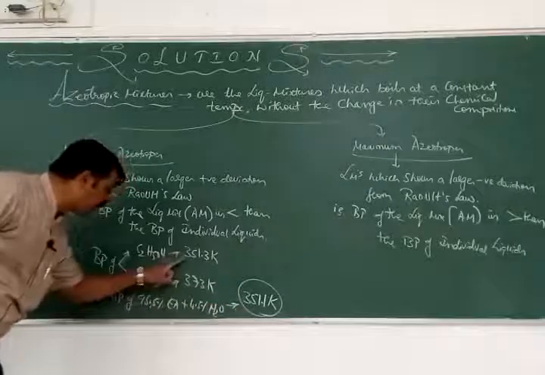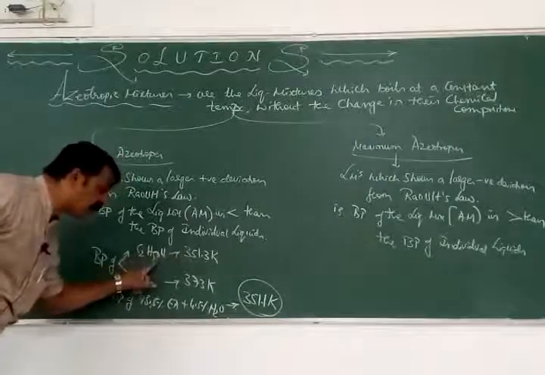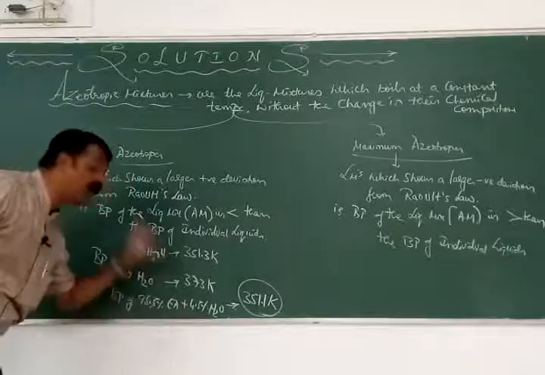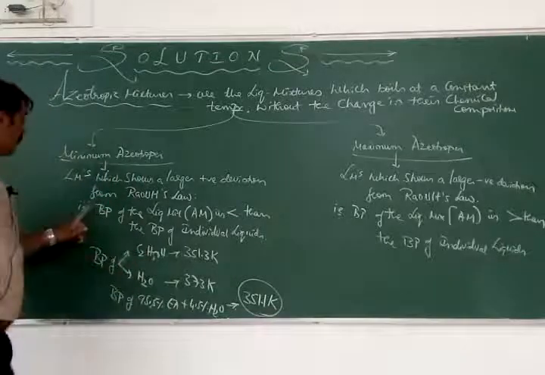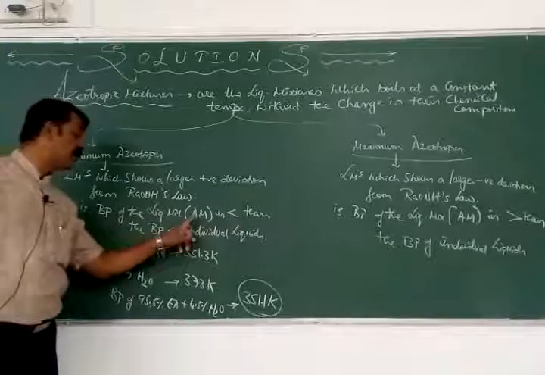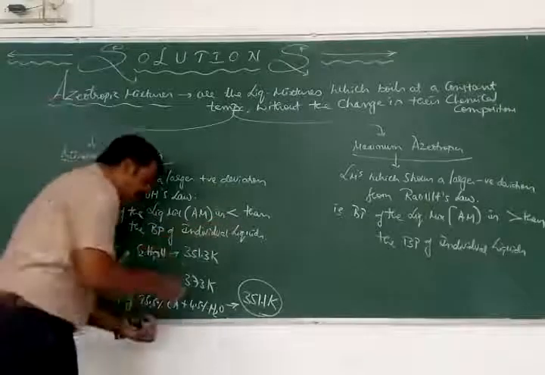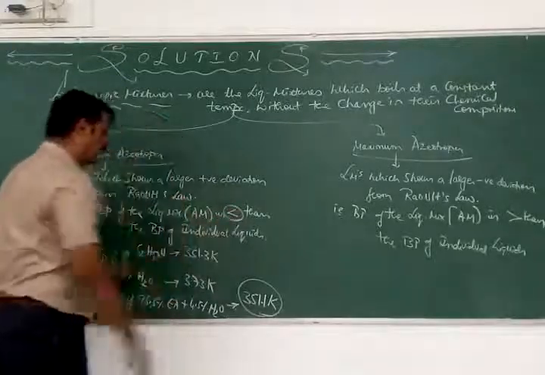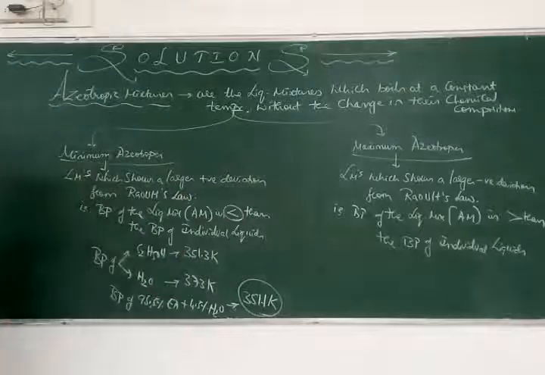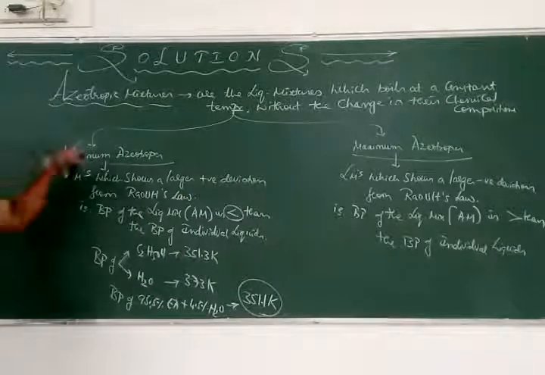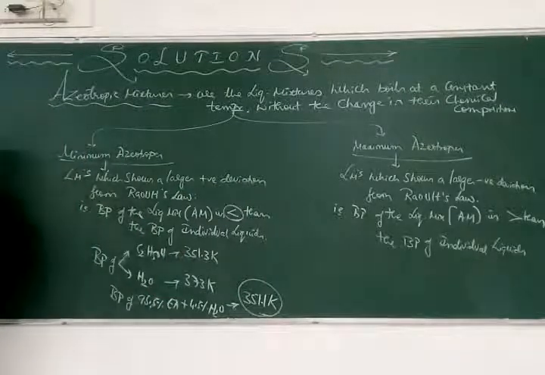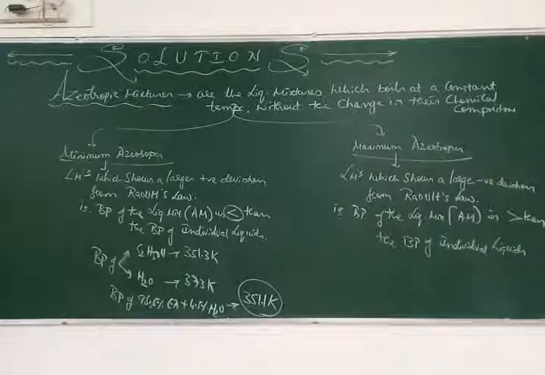It is less than the boiling point of the individual liquids, for example ethyl alcohol and the boiling point of water. Means if the boiling point of the liquid mixture called an azeotropic mixture is found to be less than the BP of the individual liquids, then it is considered to be an example for the minimum azeotropes. Similarly, we will have another example in the form of water and HCl.